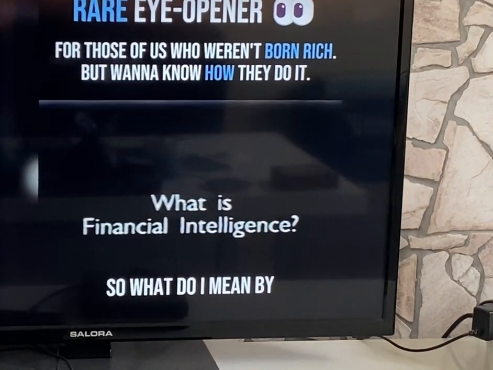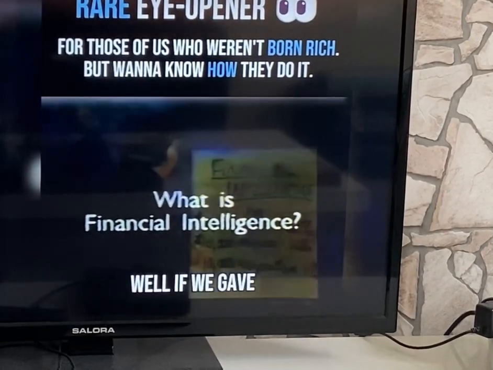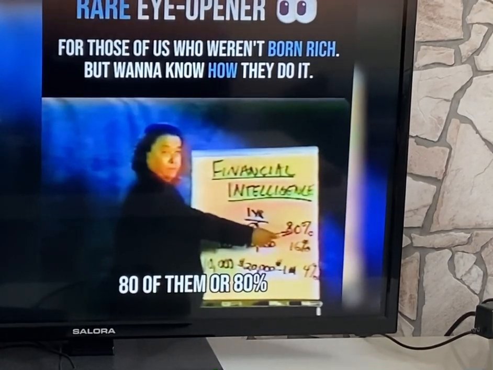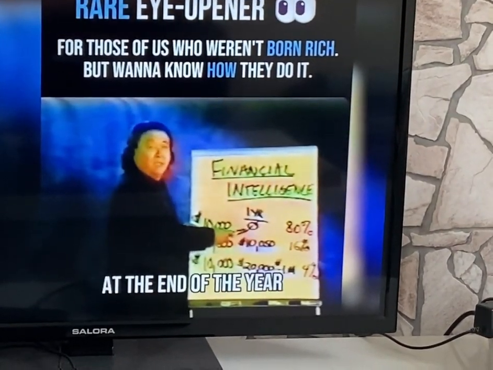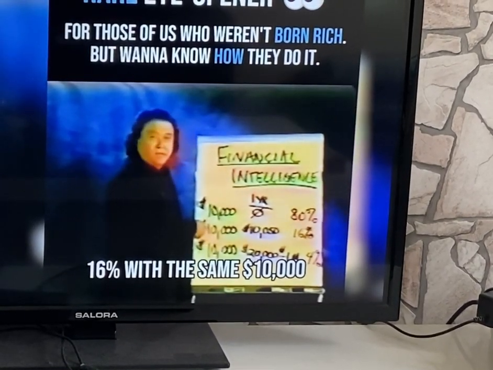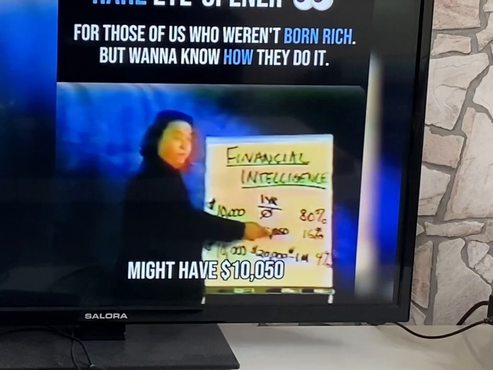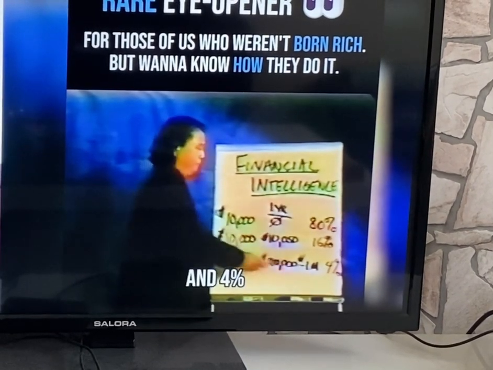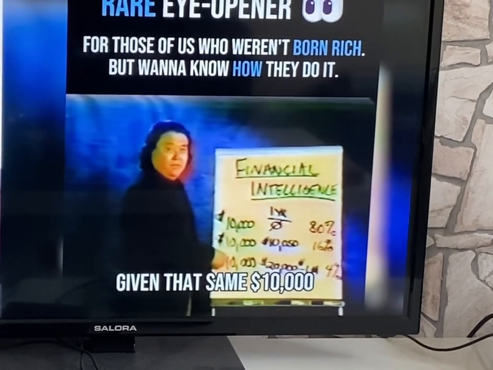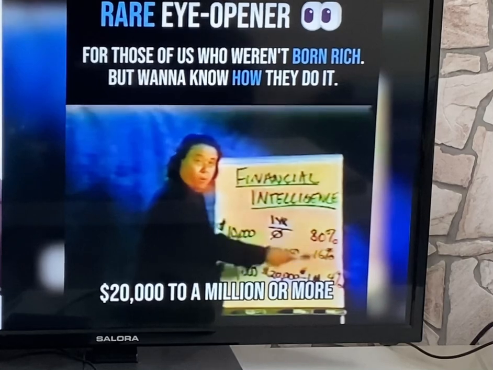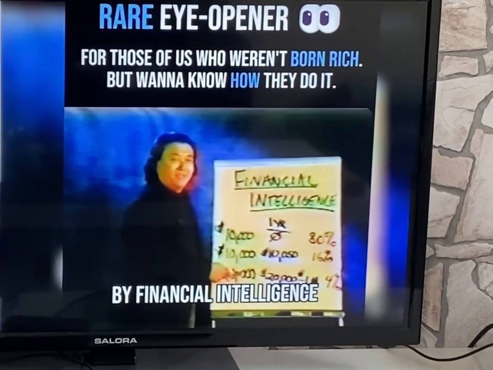So what do I mean by financial intelligence? Well, if we gave $10,000 to 100 people, 80 of them, or 80%, would have nothing left at the end of a year. 16% with the same $10,000 might have $10,050, what you would get by putting it in a bank. And 4%, given that same $10,000, would have anywhere from $20,000 to $1 million or more. And that's what I mean by financial intelligence.